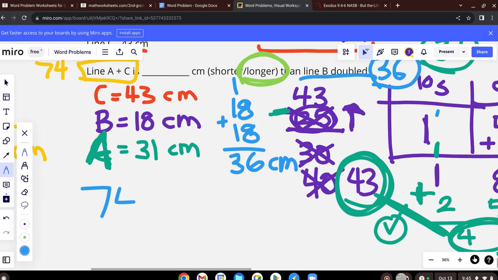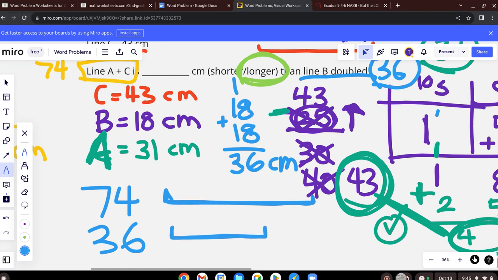So we have 74 and we have 36. Can you check his work? It needs to be 4 there. 4 plus 6 equals 10. You need one more. There's only 3 right now. Line A is 74 long. Line 36 is only this much long. So how much do we need to find this missing part? 4 plus 6 equals 10.